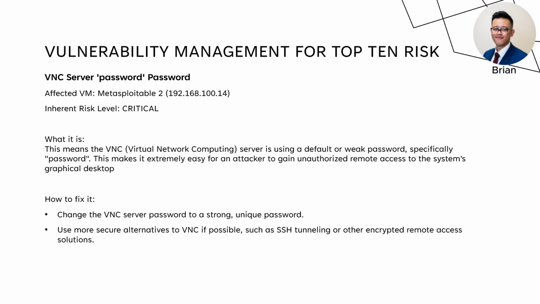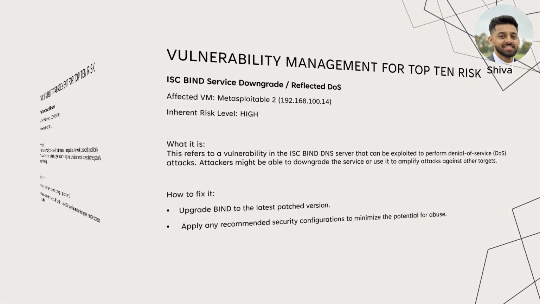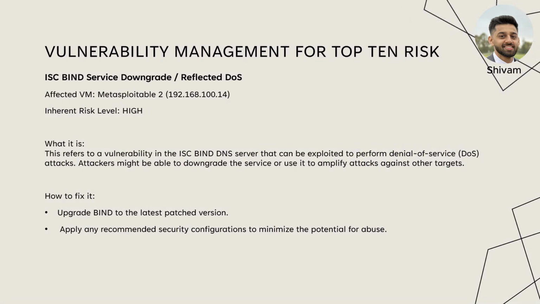The last vulnerability we are going to be covering is the ISC BIND service downgrade reflected DoS vulnerability found on our Metasploitable 2 machine. This vulnerability came in with a severity rating of high with a CVSS score of 8.6. This vulnerability can be exploited to perform denial of service attacks, and attackers may be able to downgrade the service or use it to amplify attacks against other targets.